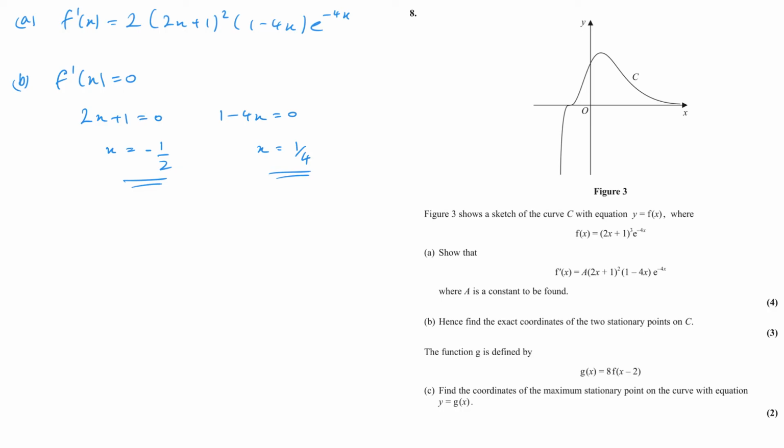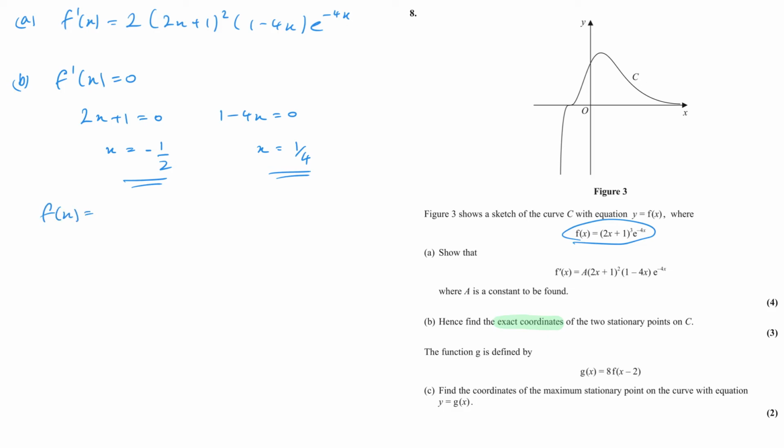Oh wait, those are the x values. It's very easy to make this mistake. I almost went on to C then. It's the coordinates you want to find. Yeah, exact coordinates. So we need the y values. So we need to substitute those values into here.